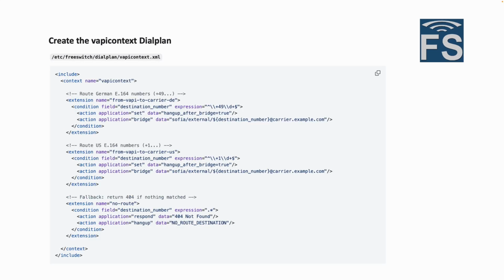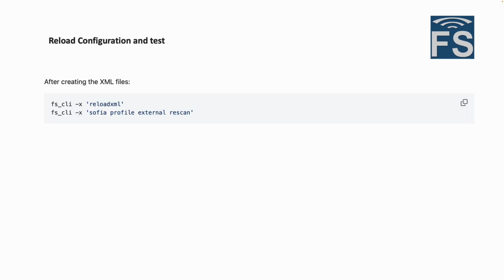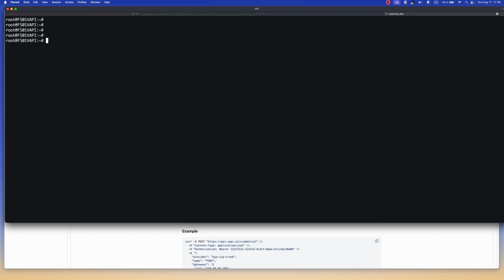In step 4, we need to create the VAPI context dial plan. In the previous step, we defined our user, and whatever calls are sent to our FreeSWITCH using that user will be sent to the VAPI context. Now we need to create a special dial plan, and we call it VAPI context. This tells FreeSWITCH exactly what to do when calls come in from VAPI. In our case, for example, we'll send this out to our chosen carrier, which here is SignalWire. And finally, of course, is reloading and testing in our FreeSWITCH, loading the XML and also the profile, and then testing our integration.